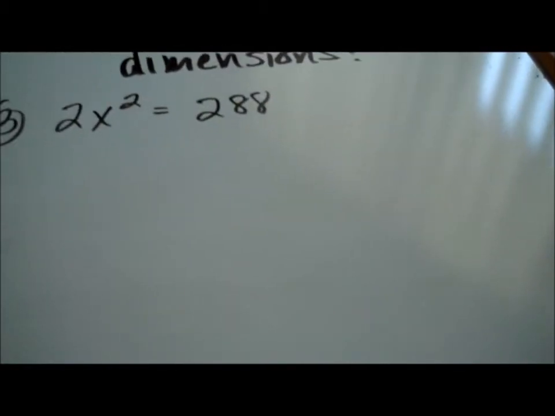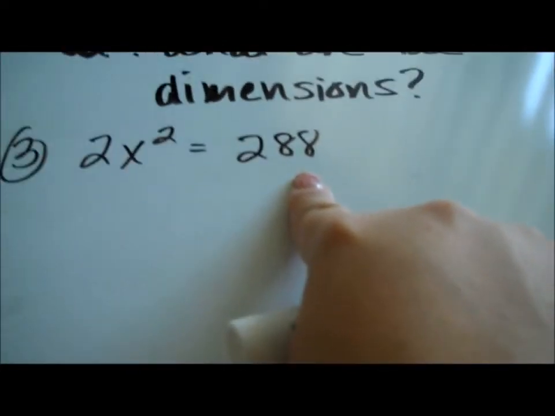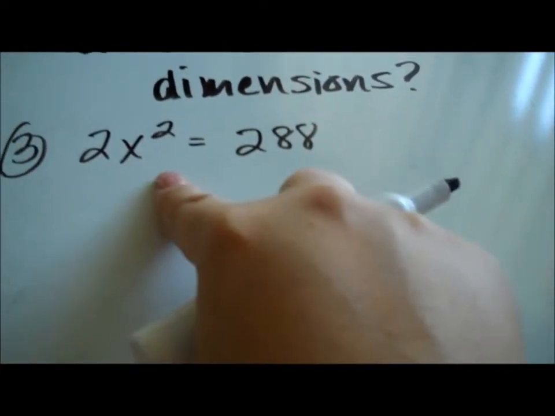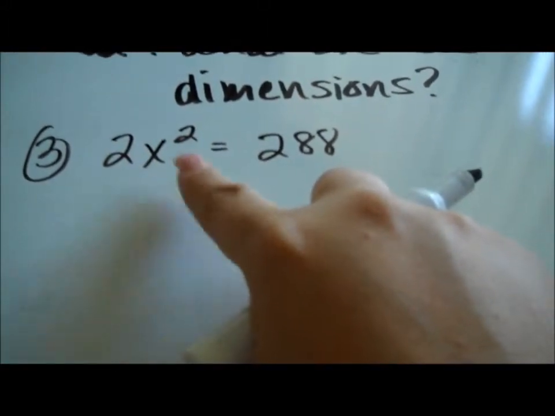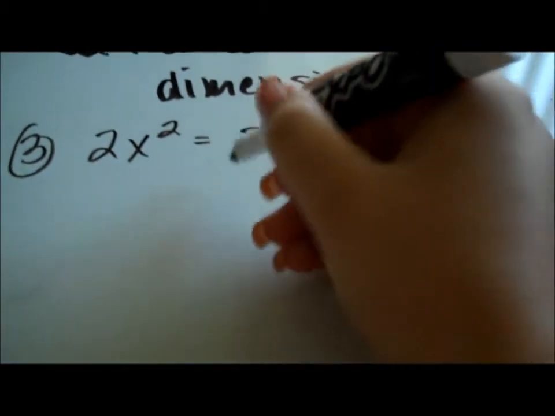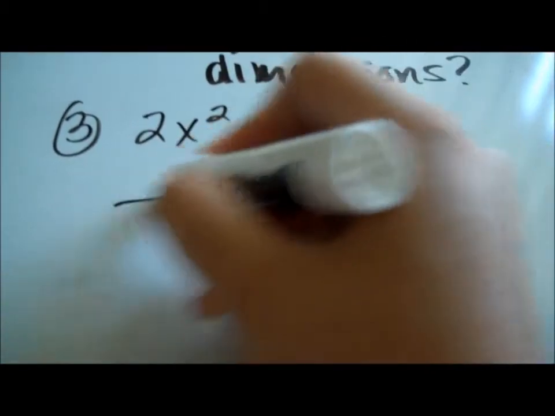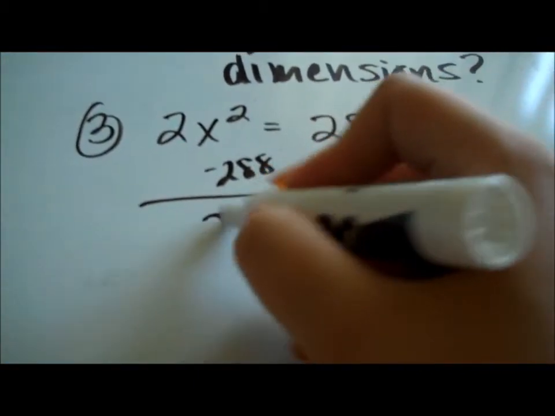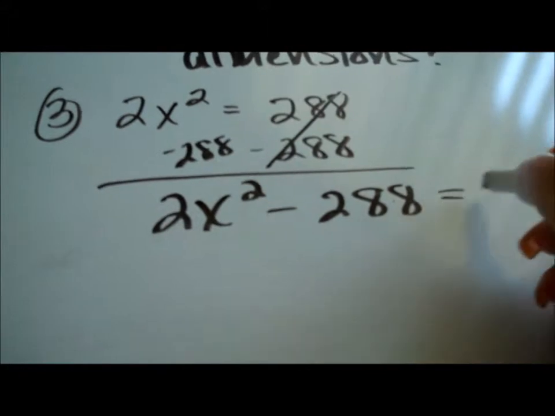Remember, if I'm asking you to solve and you have a quadratic equation, or you have an x squared, you have to have a 0 on one side of the equation. So I need to move the 288 over to the left-hand side because I want to keep this x squared positive. So I'm going to subtract 288 from both sides. I get 2x squared minus 288 equals 0.